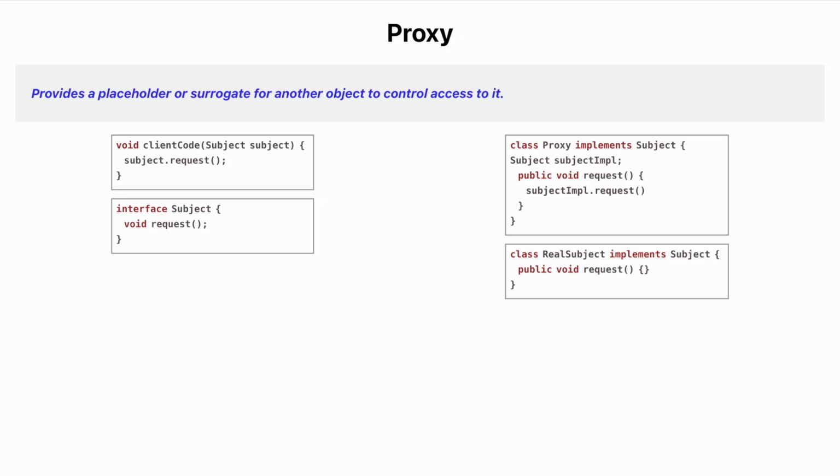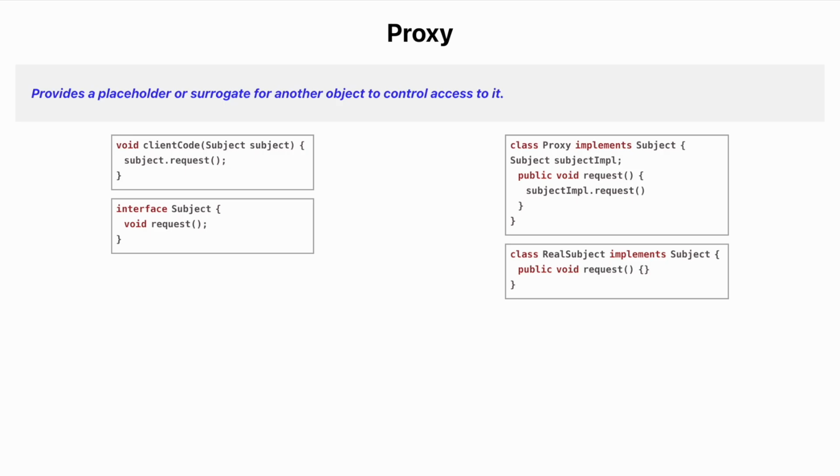Proxy provides a placeholder or surrogate for another object to control access to it. Here, both real subject and proxy inherit the subject interface. Then proxy has a reference to the real subject instance. When a client handles the subclass instance of the subject interface, it has no idea whether it is operating on a real subject instance or a proxy instance.